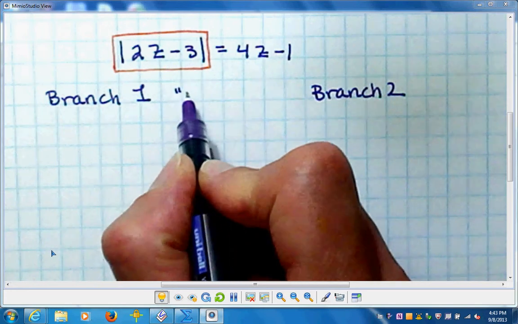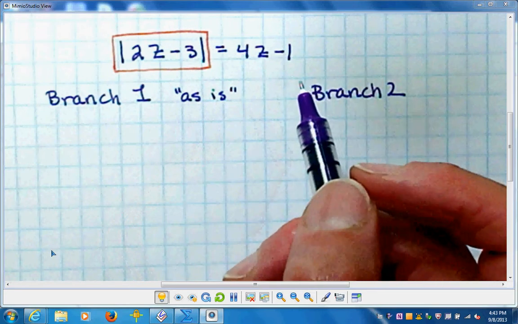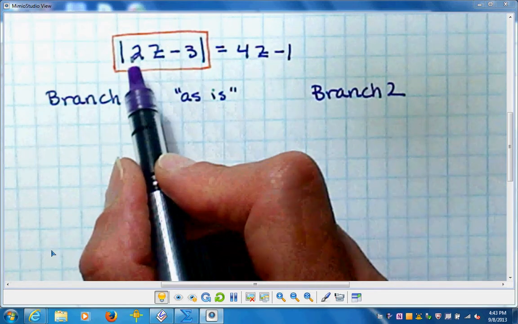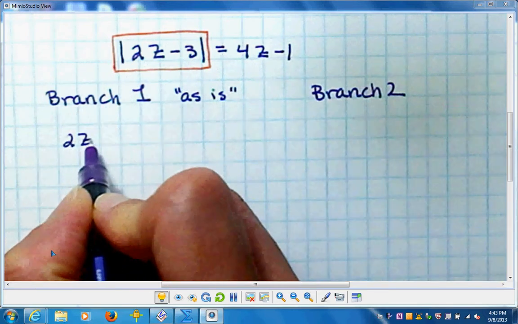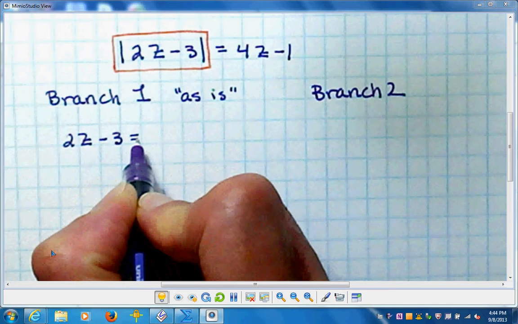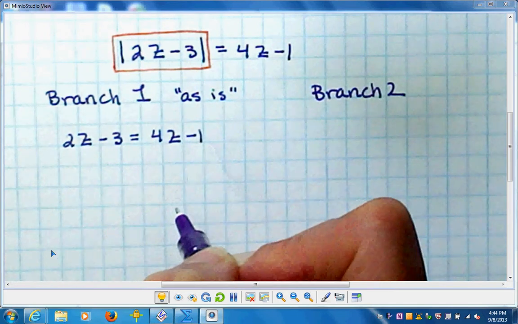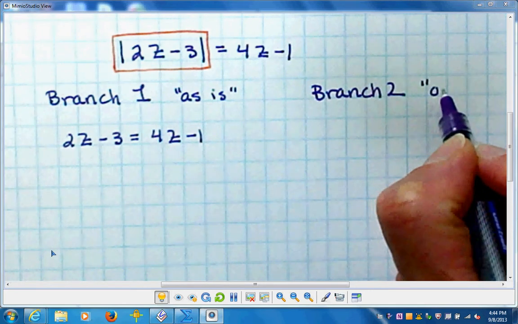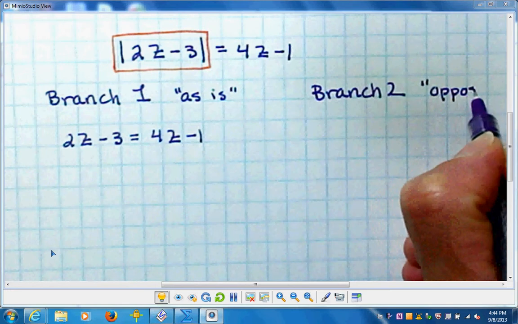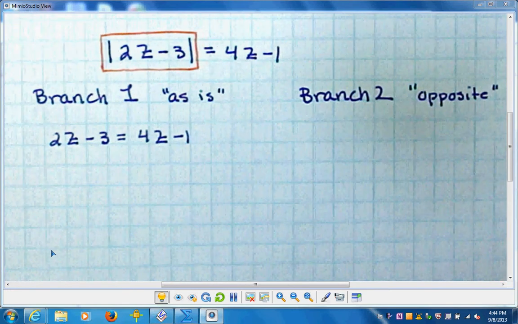I'm going to go ahead and put that in quotations because "as is" means as we see it without the absolute value mark. So this is going to be 2z minus 3 is equal to 4z minus 1. Branch 2, I'm going to say "opposite." The opposite of what I see inside the absolute value.